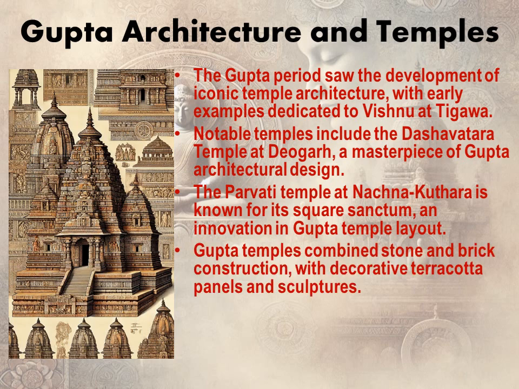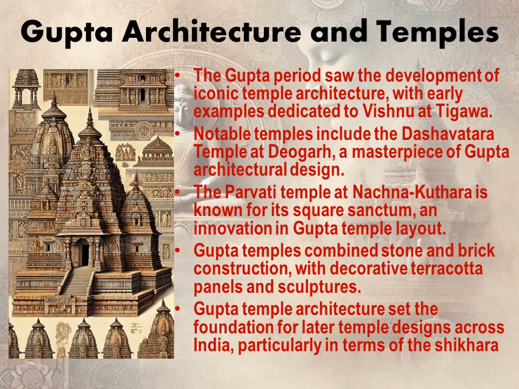Gupta temples combine stone and brick construction with decorative terracotta panels and sculptures. Gupta temple architecture set the foundation for later temple designs across India, particularly in terms of the Shikhara.